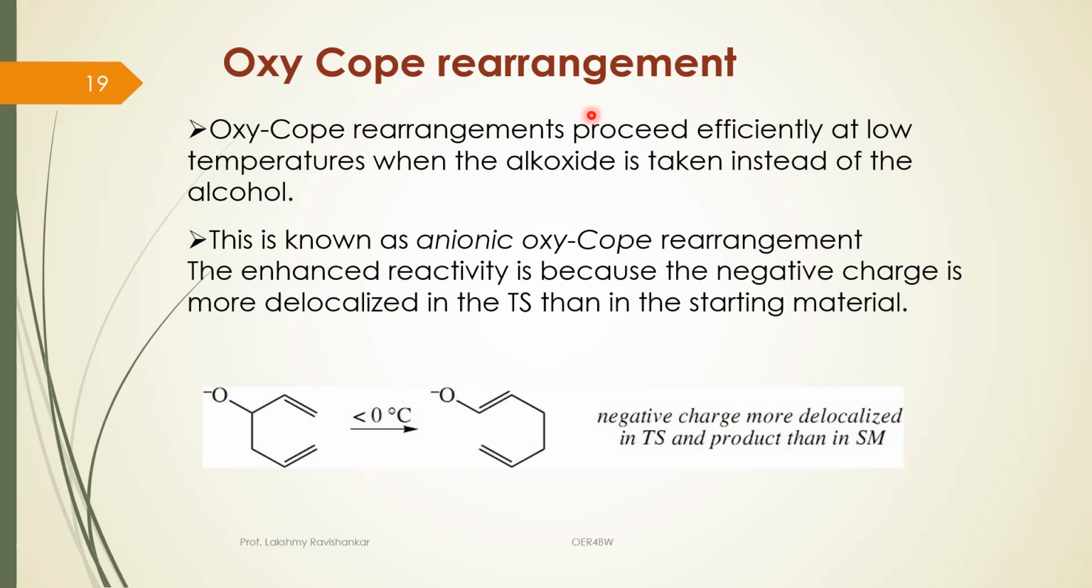Coming to the oxy-Cope rearrangement, if I have a hydroxy group in the third position of the 1,5-hexadiene system, then we are talking of what is known as an oxy-Cope rearrangement, and these proceed efficiently at low temperatures, especially when the alcohol OH is converted to the alkoxide. And this is known as the anionic oxy-Cope rearrangement, and the enhanced reactivity is because the negative charge is more delocalized in the transition state than in the starting material.